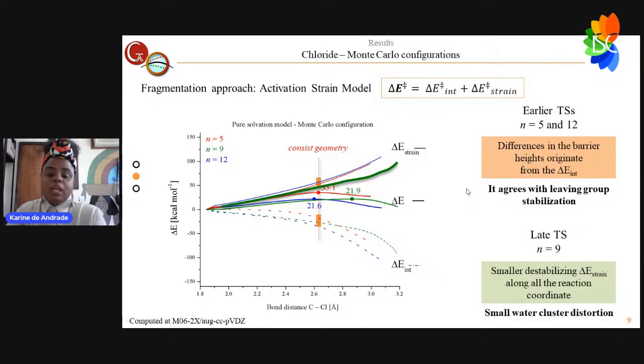Now looking to the late TS with 9 water molecules, here in green, we can see that along all reaction coordinates, the strain is the smallest. So with 9 water molecules, there is a smaller destabilization from the deformation of the fragments. So with 9 water molecules, this is the trend of the reaction.